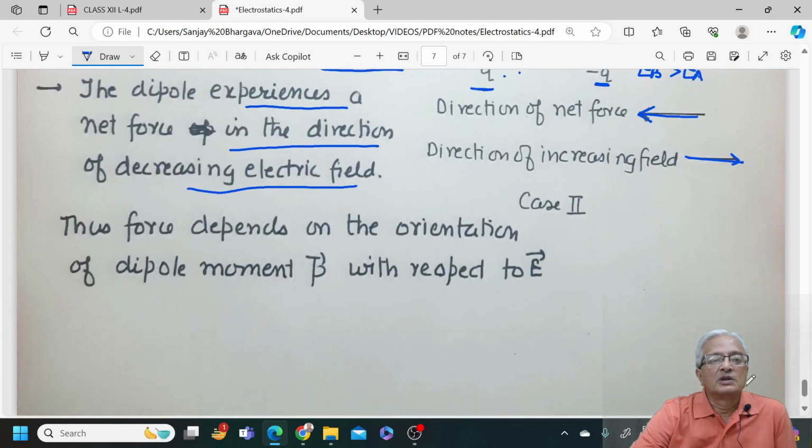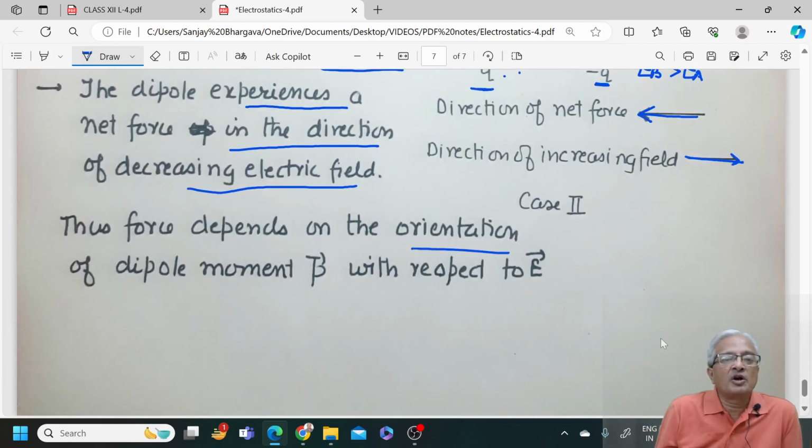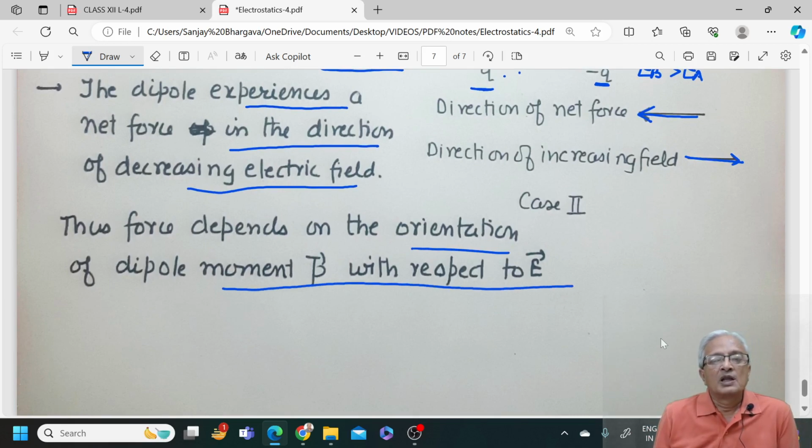Now, what does the force depend on? It depends upon the orientation of the dipole moment P with respect to E. I hope you understand very well how the dipole behaves in uniform as well as non-uniform electric field.